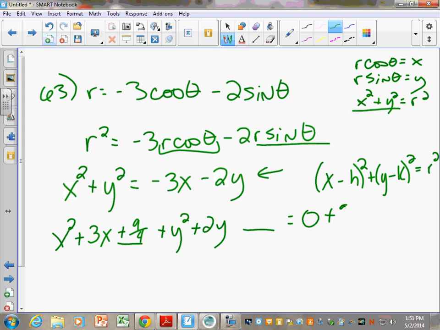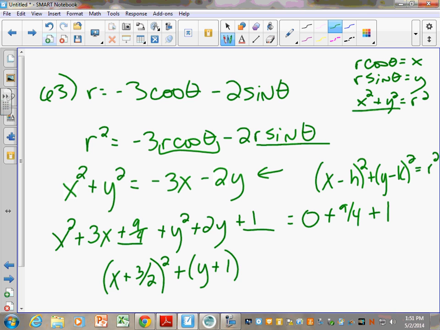But you have to add it to the other side to keep it balanced. Half of 2 is 1, and 1 squared is 1. So you add that. And that's why the back of the book has this as their answer, 13 over 4. And so if you do it like that, it's easy to say, oh, that's a circle with the center at negative 3 halves, negative 1.